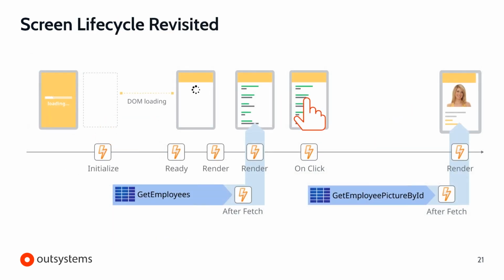Let's revisit the screen lifecycle with our example scenario. When we first access the application and the screen initializes, it triggers the Get Employees aggregate. Here, we already have the main difference from the first example, since only one of the two aggregates runs. The screen then gets ready and renders, and when the aggregate finishes, it renders again to display the data. Finally, when a user clicks on an employee's name, the onClick event executes an action that will trigger the Get Employee Picture by ID. When that finishes, the screen re-renders to display the new data.